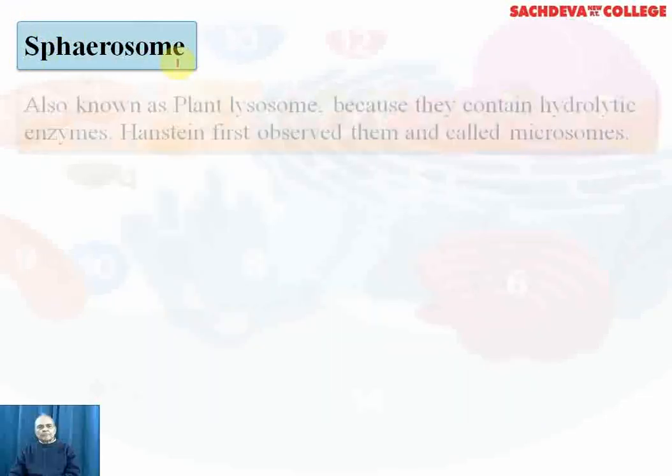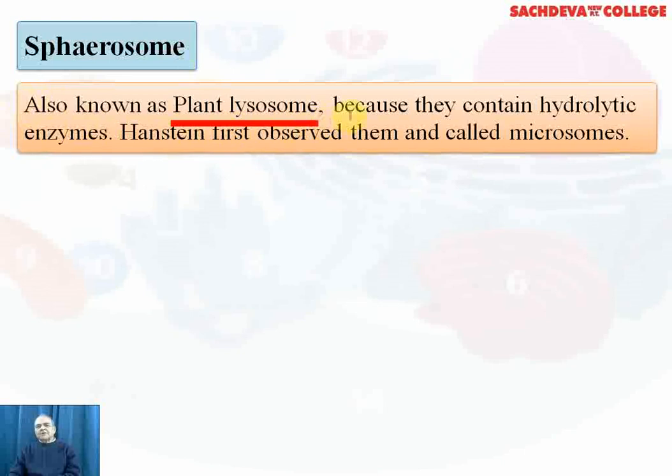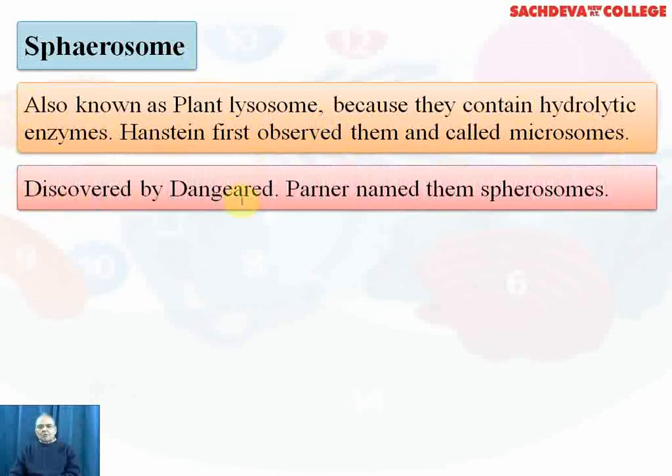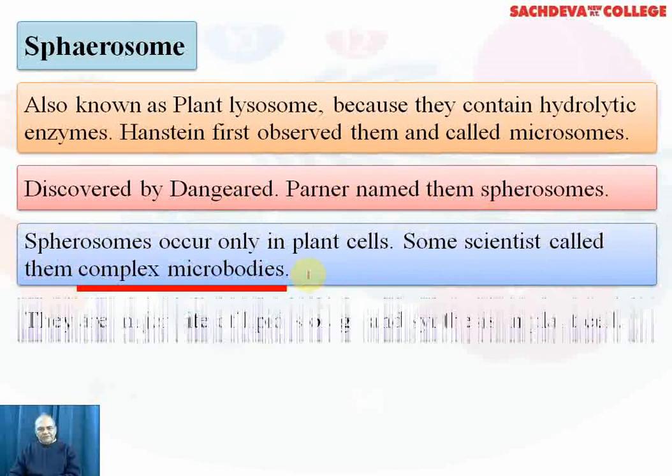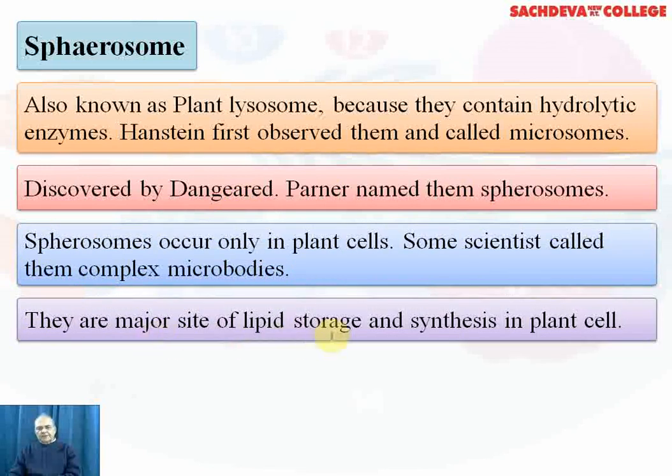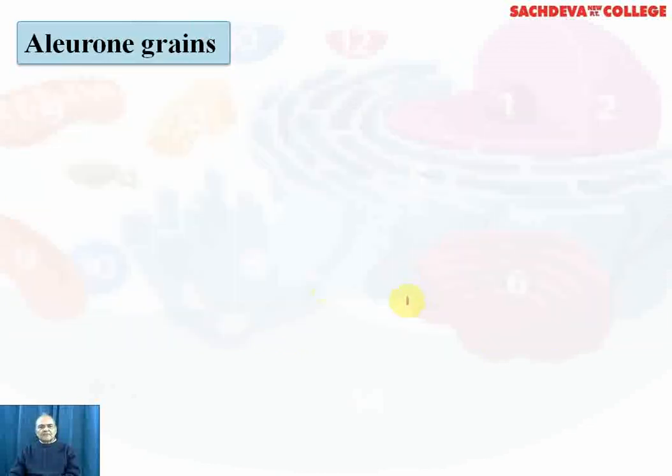Spherosome, also known as plant lysosome because they contain hydrolytic enzyme. Hensteiin first observed them and called them microsomes. It was discovered by Dengiard. Turner named them spherosomes, and they occur only in plant cells, and some scientists call them complex microbodies. The major function of the spherosome is the synthesis and storage of lipids in the plant cell.